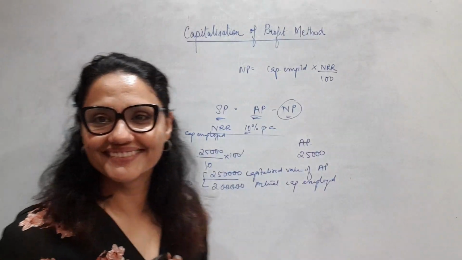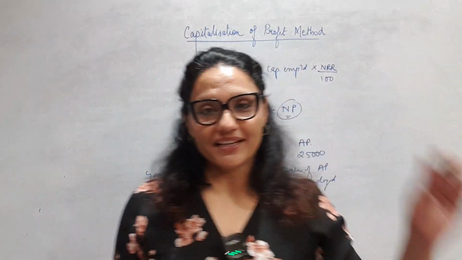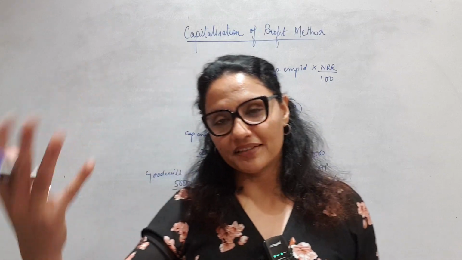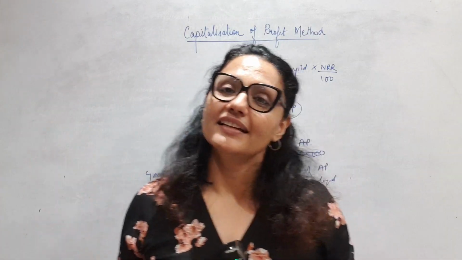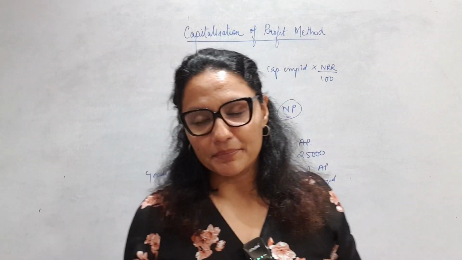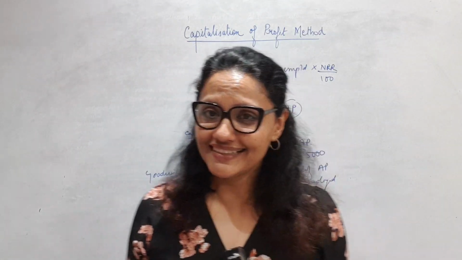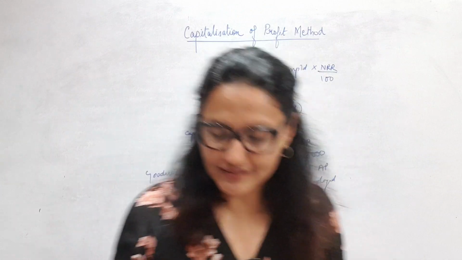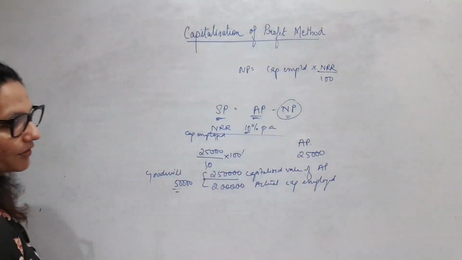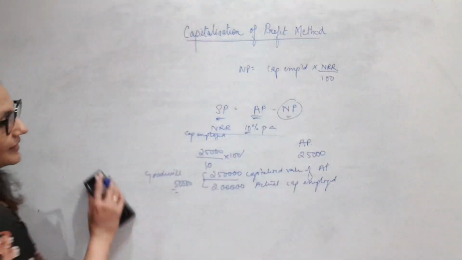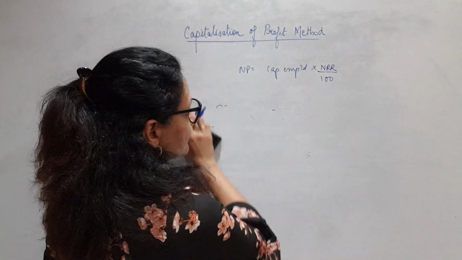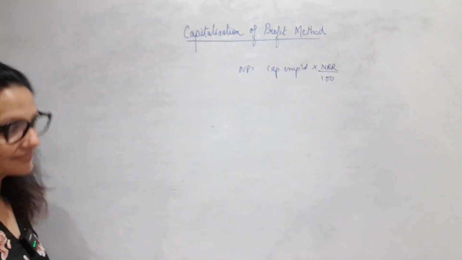Simple. What did I do? I took the average profit, found out the capitalized value of average profit, compared that with actual capital employed, and the difference gave me goodwill. Easy? Yes. This is what is the capitalization of average profit method. Alright? Let me put it in the formula.